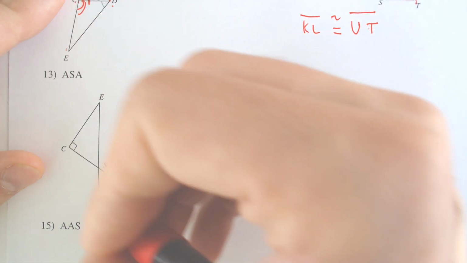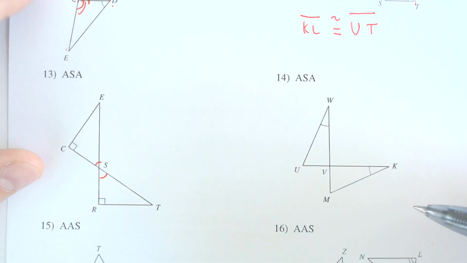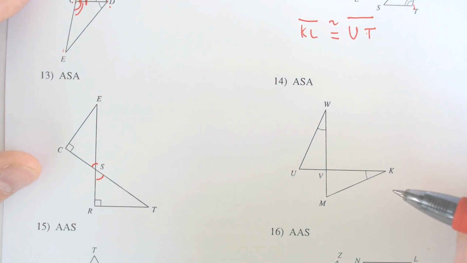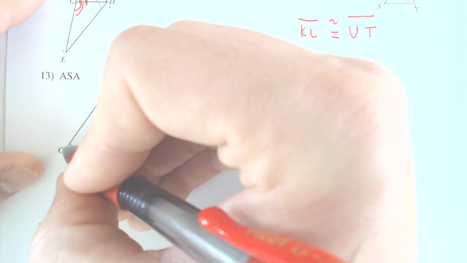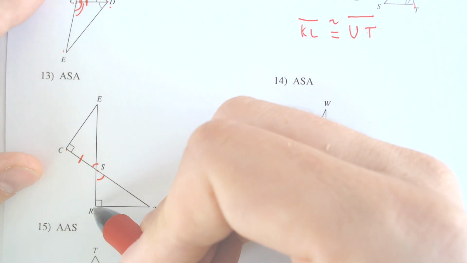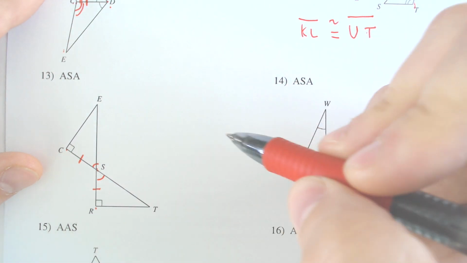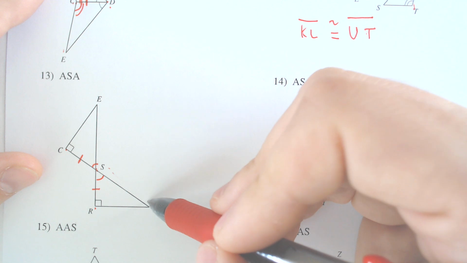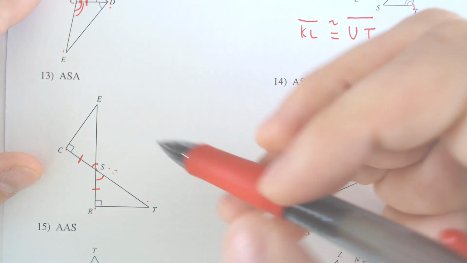Number 13, you can fill in your vertical angle for angle S, which means we need the shared side. The shared side this time is kind of difficult to see because it's going from the right angle to the S. That would be in between. So we need to go from the right angle to the S, which would be in between, which it's not ST. That's what a lot of students might make the mistake with.